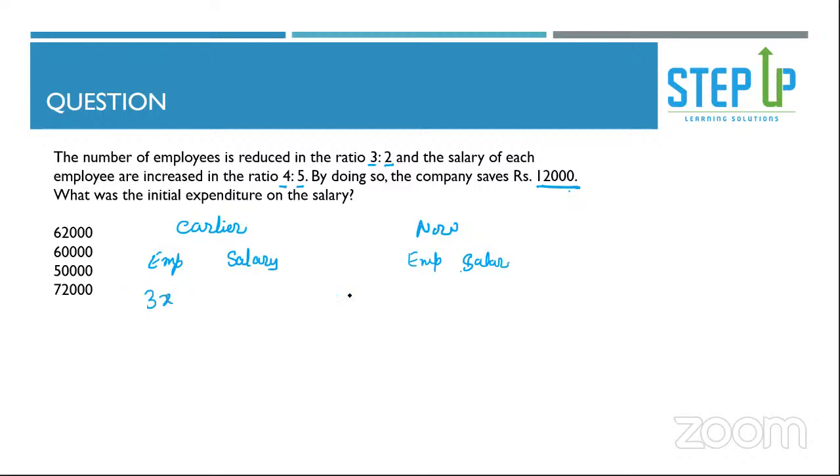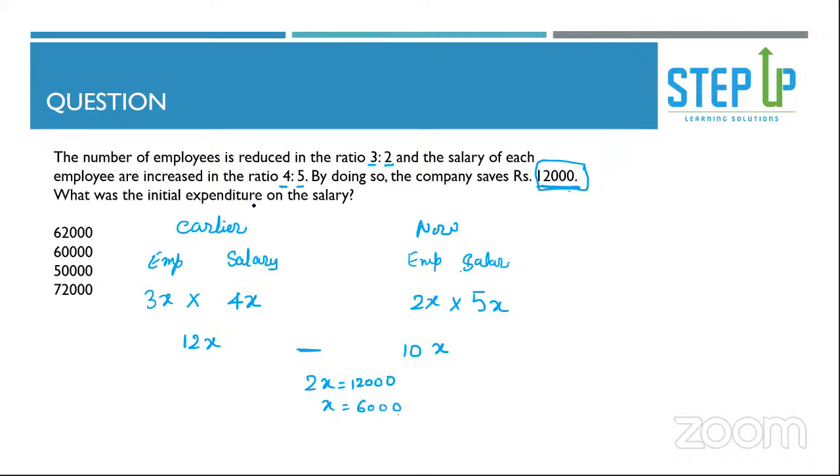So earlier there were 3x, now there are 2x. Earlier the salary was 4x. Now they are receiving 5x. So expenditure for the company will be employees into salary, that is 12x. And now the expenditure is 10x. So 2x they are saving, and that is equal to 12,000. So 2x is equal to 12,000, which means that x is equal to 6,000.